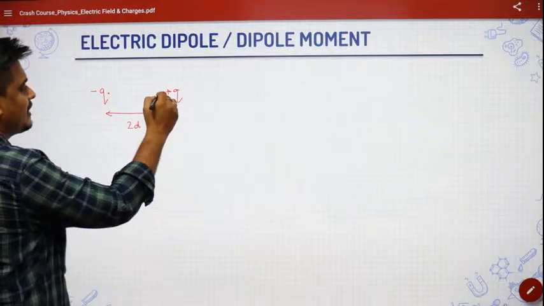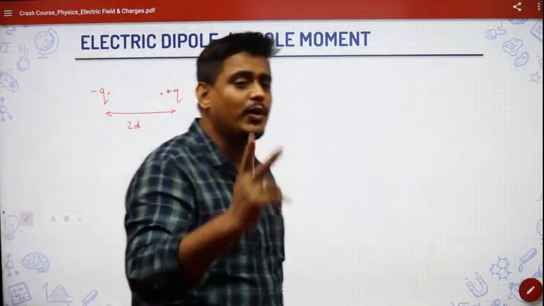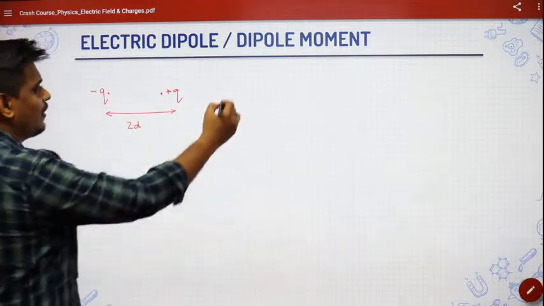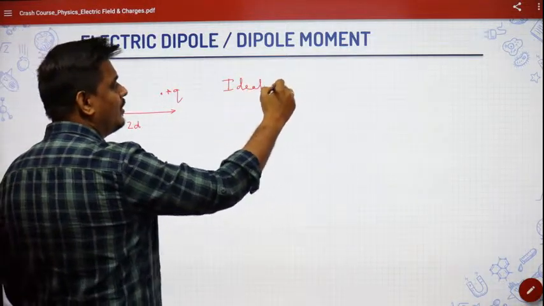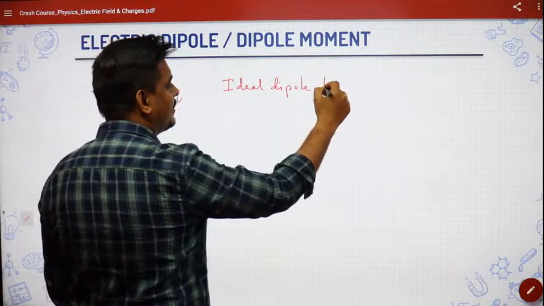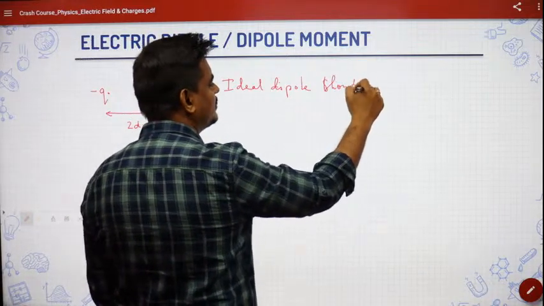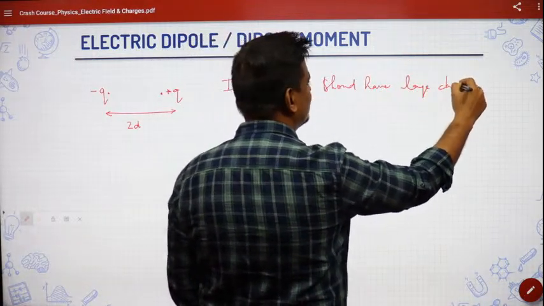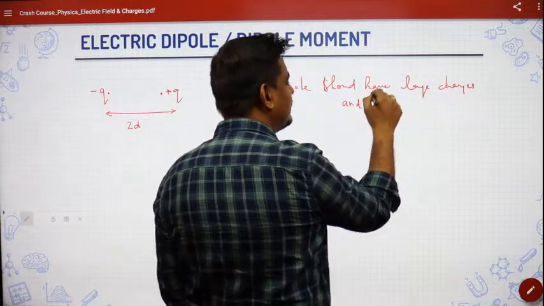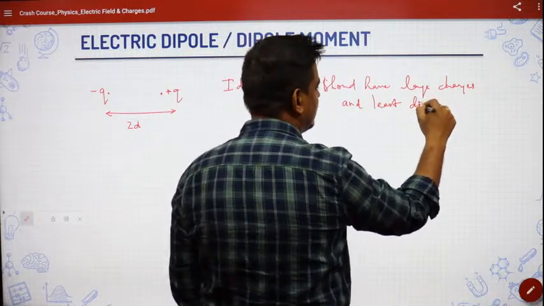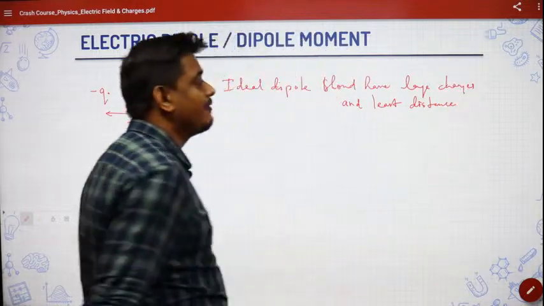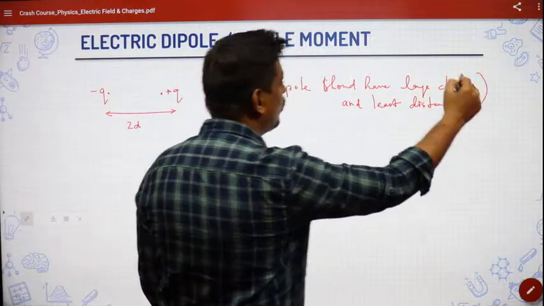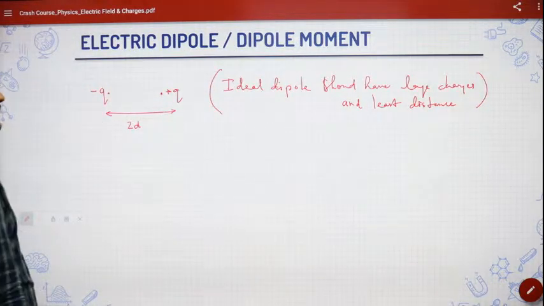So if you want to define what is electric dipole, it is the arrangement of two equal and opposite charges separated by a very small distance, 2d. And we always want ideal dipoles. Ideal dipoles should have large charges and least distance. We want distance to be very small and charge to be very big. So ideal dipoles are like this. Moreover, you should also know the dipole moment. What is dipole moment?